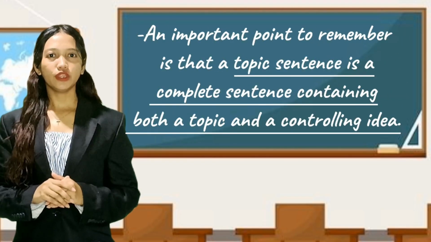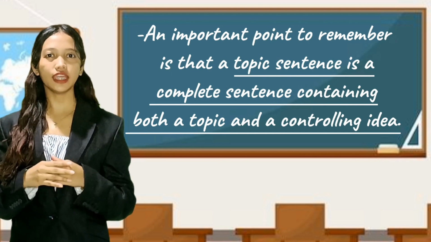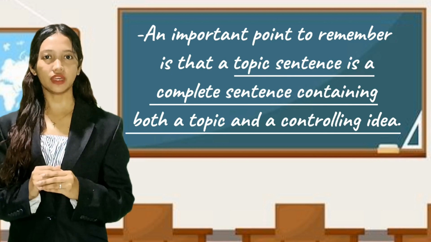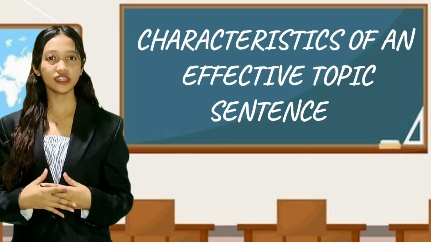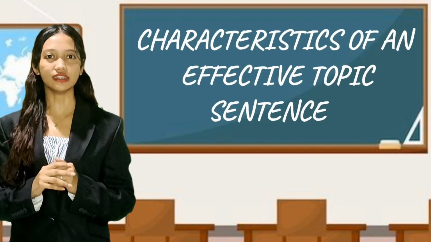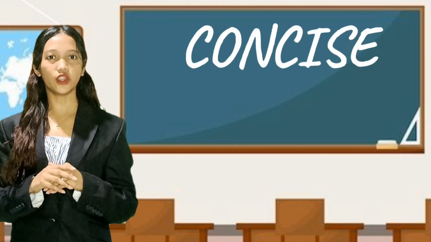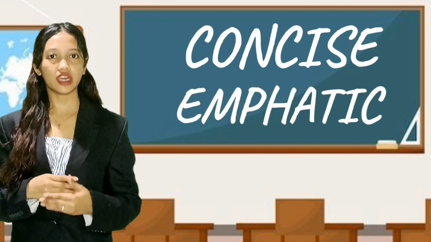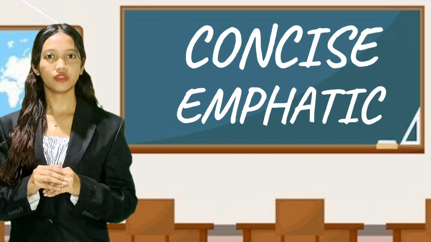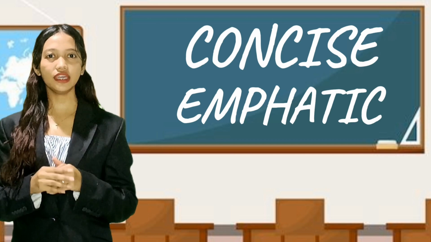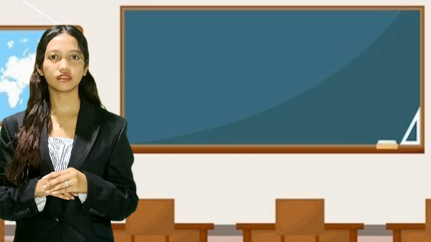An important point to remember is that a topic sentence is a complete sentence containing both a topic and a controlling idea. So let's proceed to the characteristics of an effective topic sentence. A good topic sentence is concise, or to the point, and emphatic, meaning resounding or forceful. It is no longer than the idea requires and it stresses the important word or phrase.